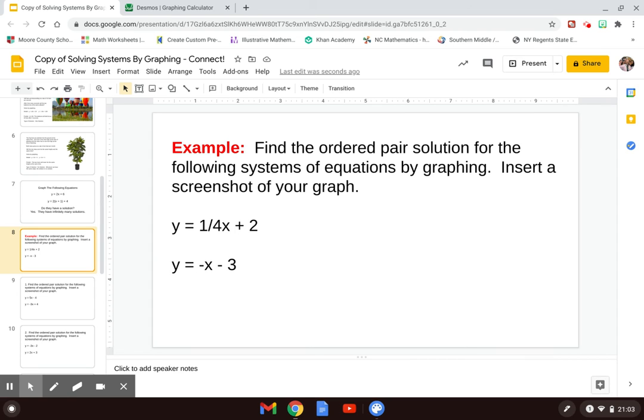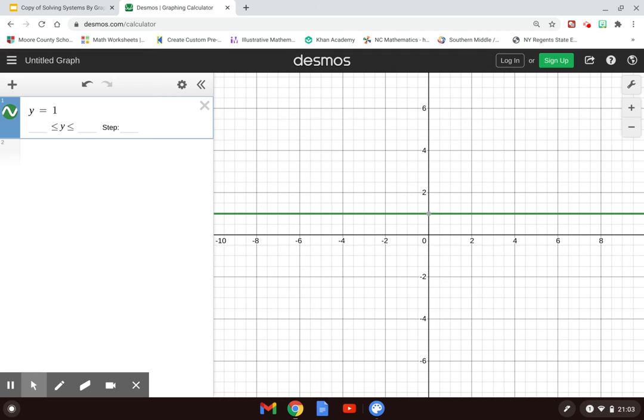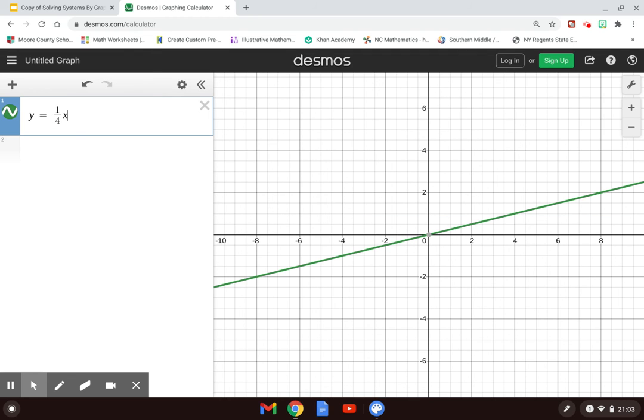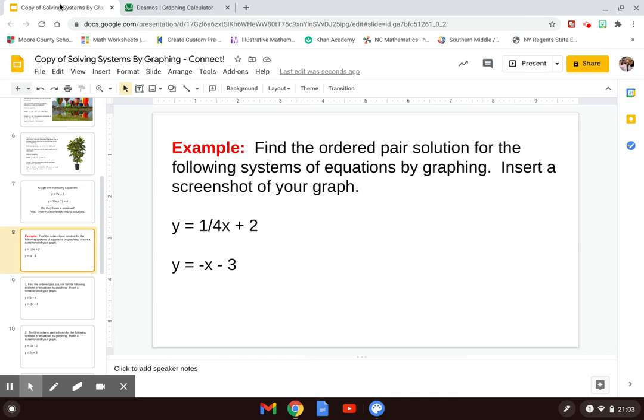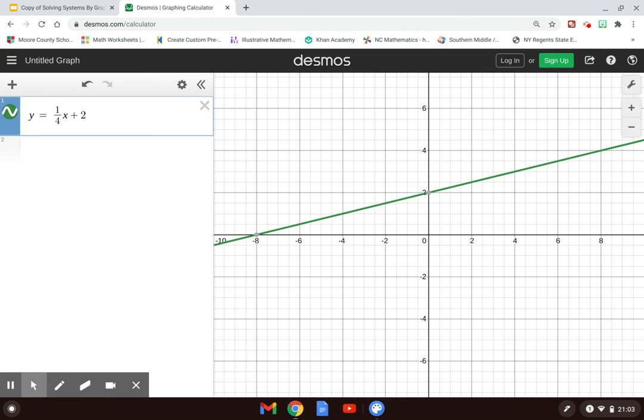Now, don't turn the video off and think you know what you're going to do. Let me show you how I want this to look so you do it correctly. Okay, don't turn me off just yet. So what we're going to do here is you would come over here and graph y equals 1/4 x plus 2. And then you're going to graph y equals negative x minus 3.